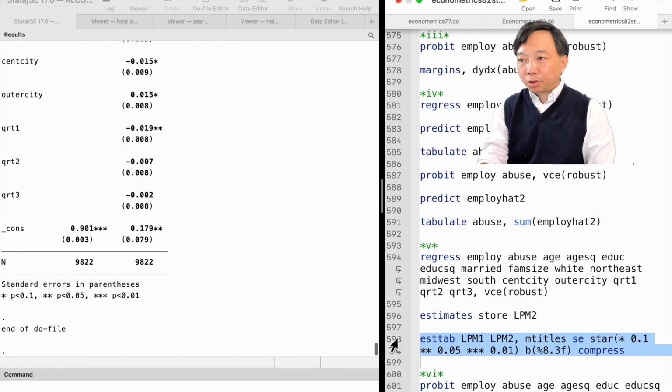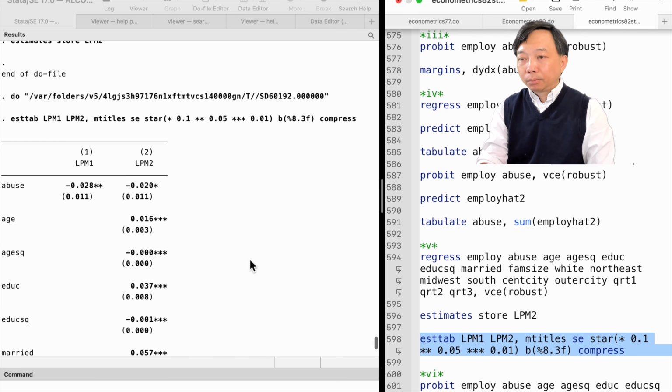We compare the estimates in a table. The size of the effect drops slightly from 0.028 to 0.020. Its significance drops to the 10% level.